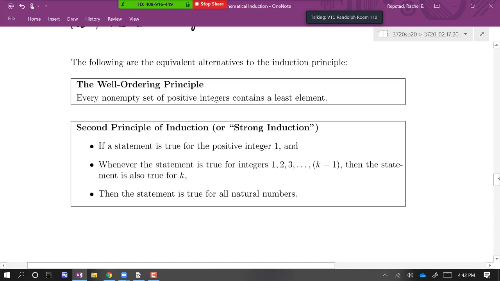With strong induction, you still have to do the base case, right? So you have a statement that's true for 1, and then rather than just assuming it's true for k and showing it's true for k plus 1, what you do is say, suppose that it's true for 1 up through k minus 1, that it's true for all of them, and then it must also be true for k. We get to assume more, that's why we call it strong induction. And there are some situations where strong induction is needed in order to prove a theorem.